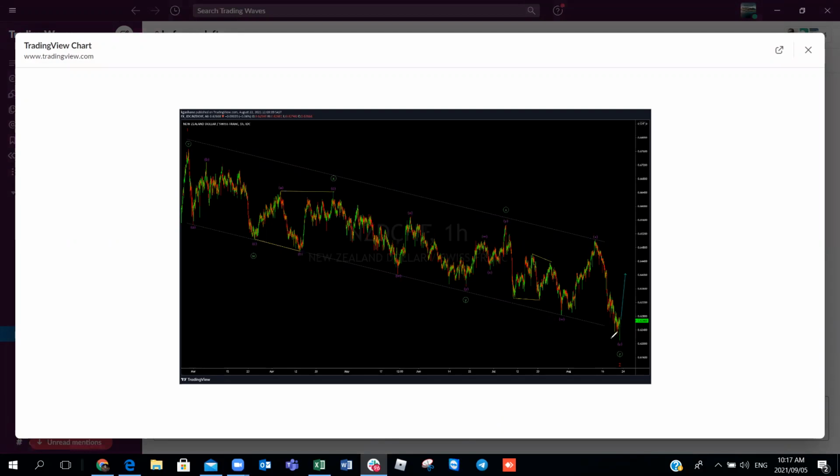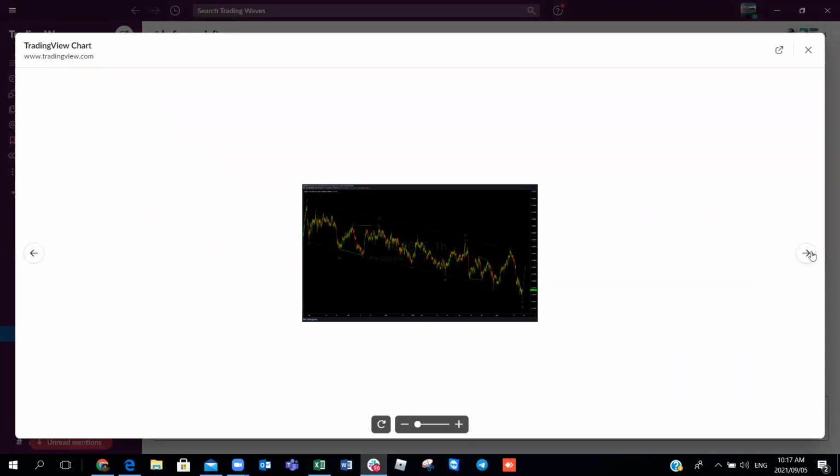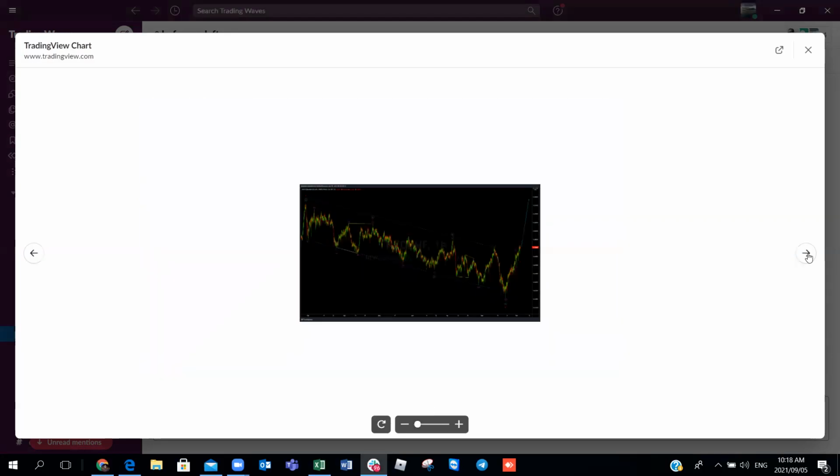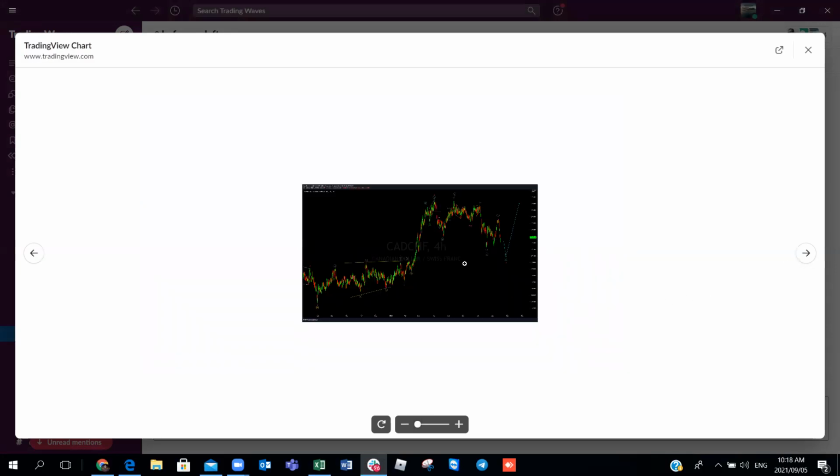So NZDCHF at this level, at the lower boundary of the channel, we expected this to push to the upside. We already got that move, and now we'll be looking for this one to continue pushing to the upside. Let's see how this one has played out. So from the forecast to the bottom, look at how it has played out. So this is where we were. We have pushed to the upside. This is where we are. Then we'll be looking at what we're looking at going forward when we start with the market analysis. So inch perfect setup there.